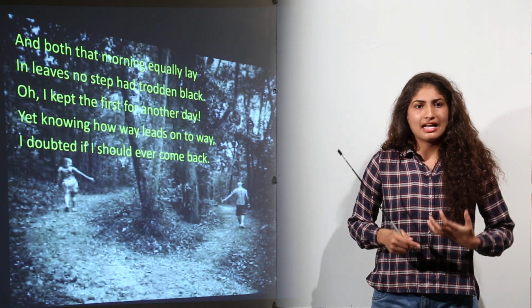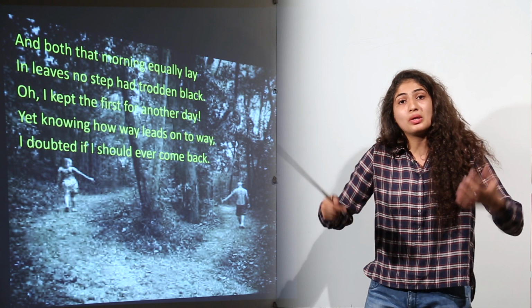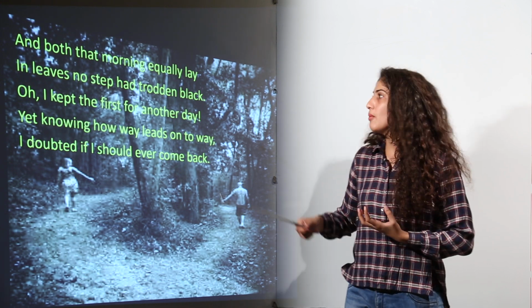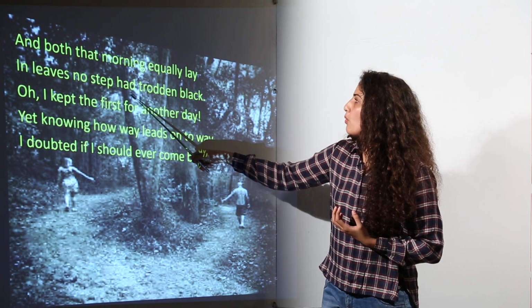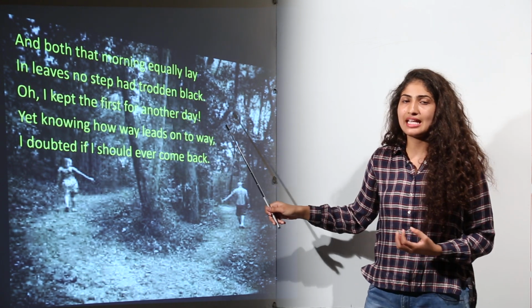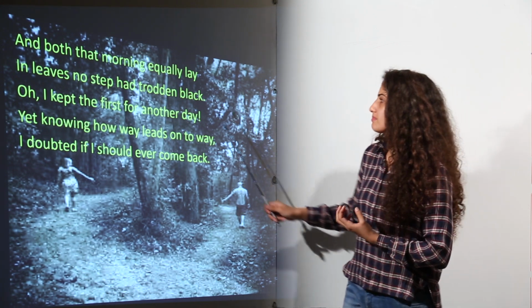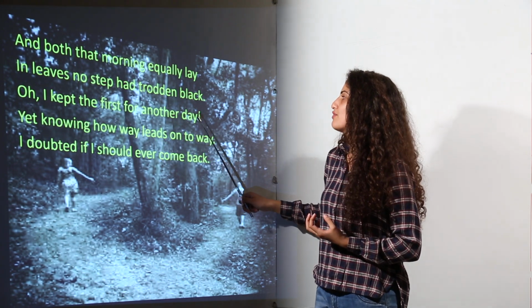He is now imagining that as if both the routes are equally used, as if both are looking similar, both have the same appearance. Both those steps had trodden black. This trodden means beaten. So it is saying that both the roads are equally beaten by people. Oh, I kept the first for another.